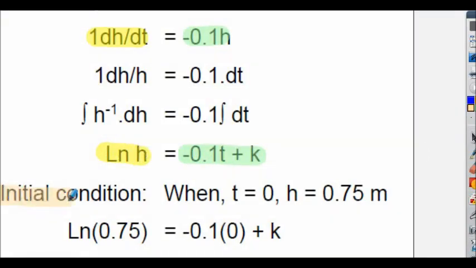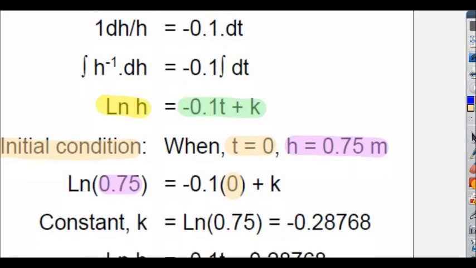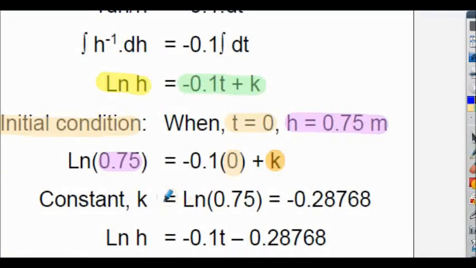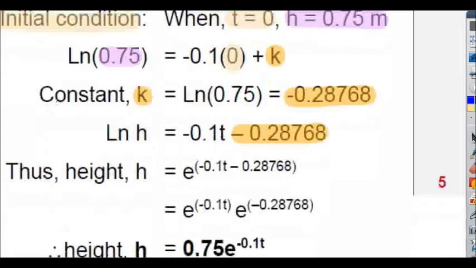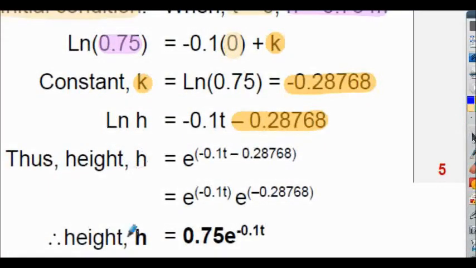And we're given the initial condition in the question, t is equal to 0, h is equal to 0.75 meters. So we can insert these values into the above equation. And we can solve for constant k. Constant k calculated here. And then we can exponentiate both sides of the equation to ultimately find height h, shown here.